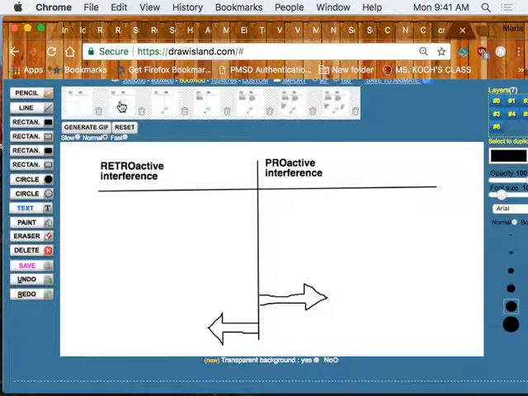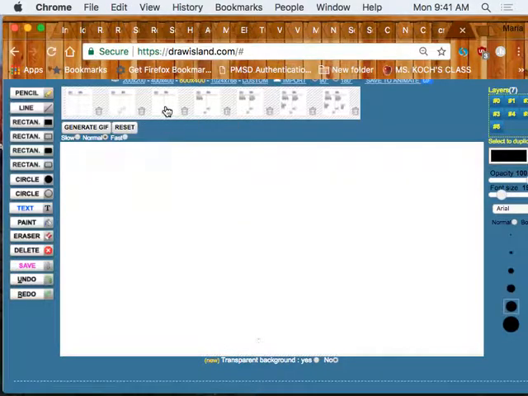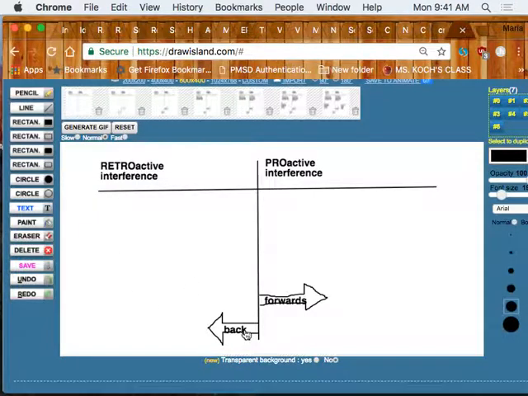What I might first do after I draw this chart, or if you have the handout, you could put a line in between the words in the chart. I would draw an arrow to the left under retroactive interference and an arrow that moves to the right under proactive interference. Because in retroactive interference, the interference moves backwards, and in proactive interference, the interference moves forward. So in both of these, we tend to forget stuff, and the forgetting happens forwards in proactive interference, and the forgetting happens backwards in retroactive interference.